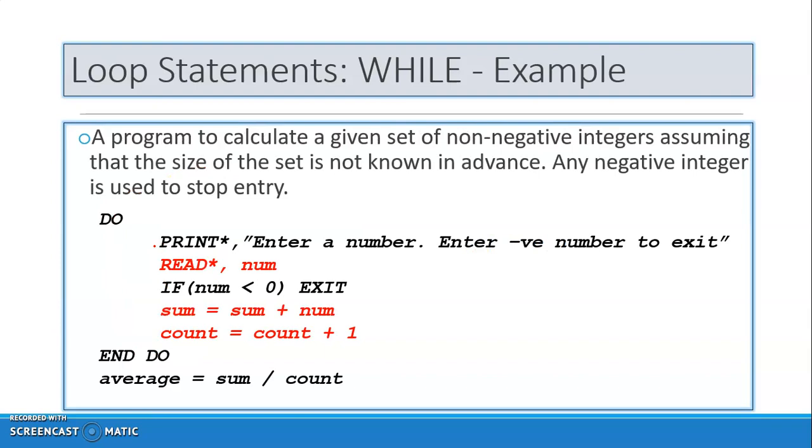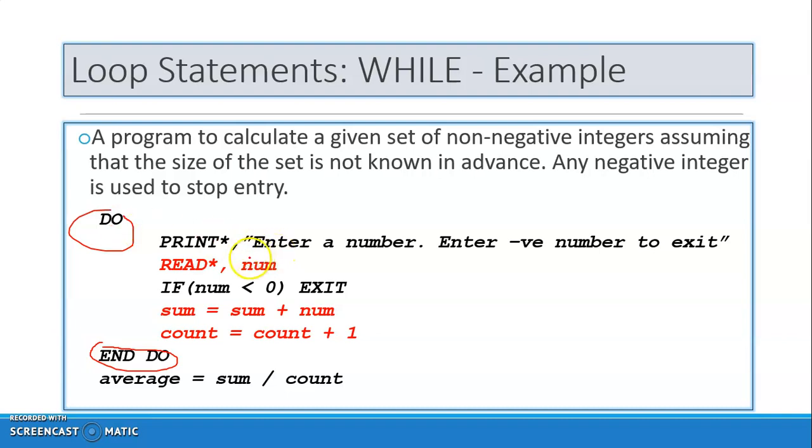Okay, so here we have an example. A program to calculate the average of a given set of non-negative integers, assuming that the number of values in the set is not known in advance. So we want to enter a number or set of numbers and calculate the average of those numbers. Here we have our do, starting our loop there, and we are ending our loop here. And we are making some assumptions here. This is just a portion of the program, but the declarations and other things have already been done, and even some initialization of the values.